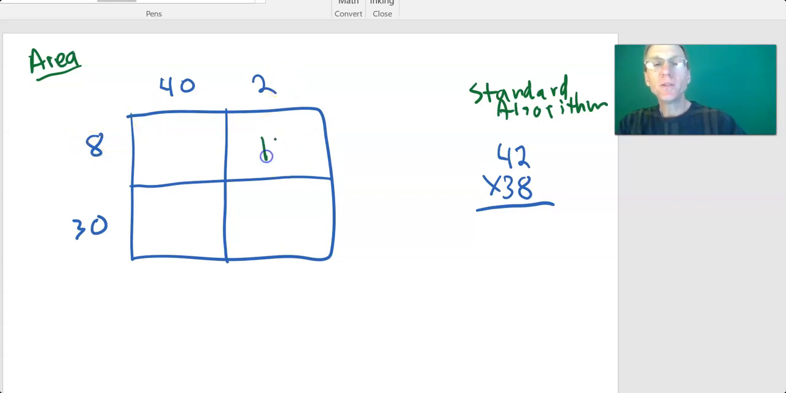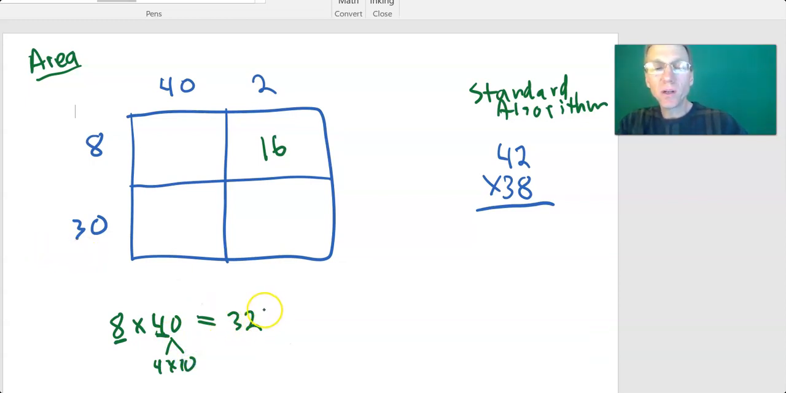8 times 2, 16. Then I have 8 times 40. I'll write that down here. And I've got a math fact. 8 times 4 is 32. And that 0 tells me that I'm actually multiplying it times 10. Because if I decompose 40, it's 4 times 10. So 32 times 10 means just one shift on the place value chart. So if everything shifts over, there would be a 0 there.